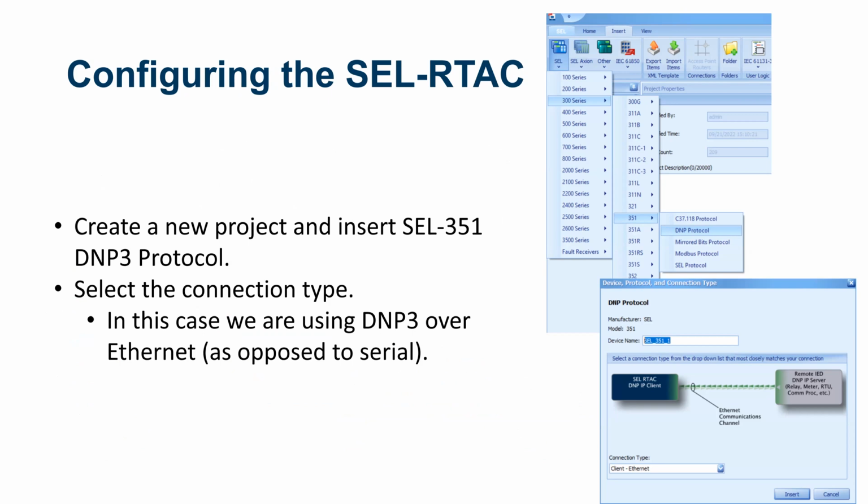So we're just gonna add a device, and you can see on the right there, we're gonna add a 300 series, a 351, and then DNP3 protocol. And then on the next pop-up window, you decide what kind of interface you want. In this case, we're gonna do DNP3 over Ethernet as opposed to serial.